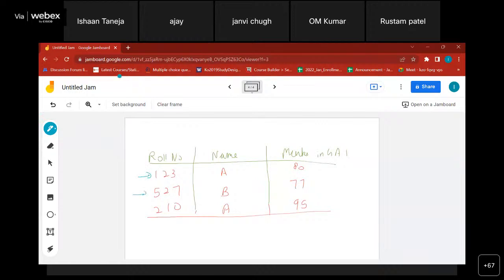This is your observation, this is your observation. So total number of observations is 3, right? And total frequency is 3 also.